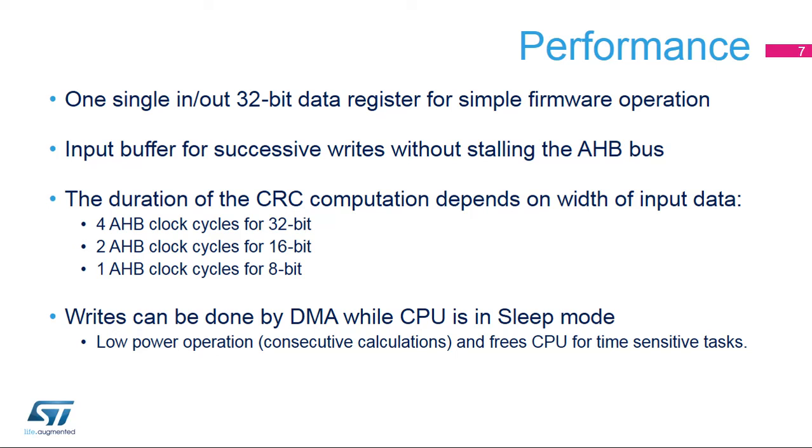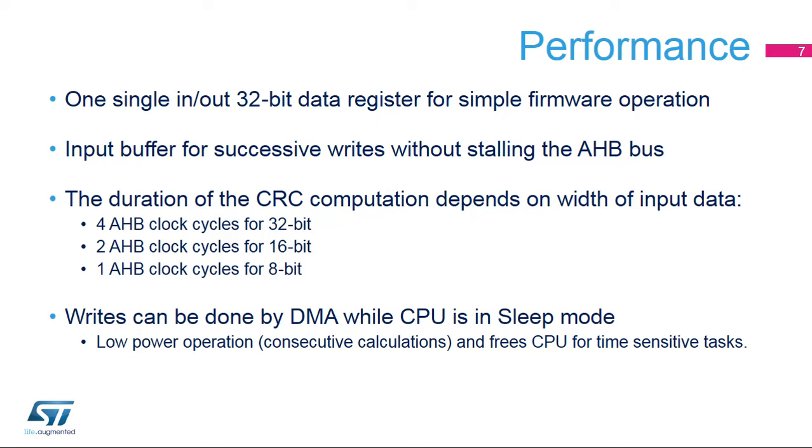The CRC data register includes an input buffer, which allows for immediate writes by the CPU or DMA peripheral of a second data word without waiting for any wait states due to an active CRC computation. The CRC data register can be accessed by word, write-aligned half-word, and write-aligned byte. The duration of the computation depends on the data width: 4 AHB clock cycles for 32-bit, 2 AHB clock cycles for 16-bit, and 1 AHB clock cycle for 8-bit.